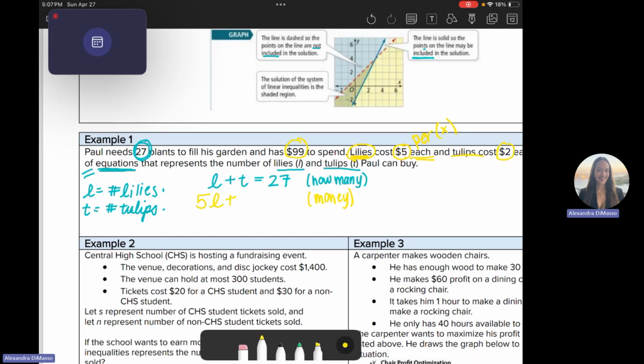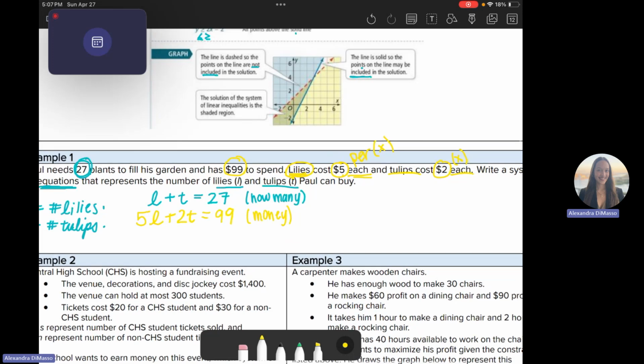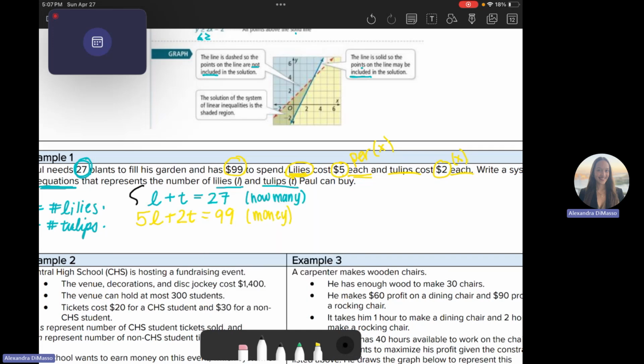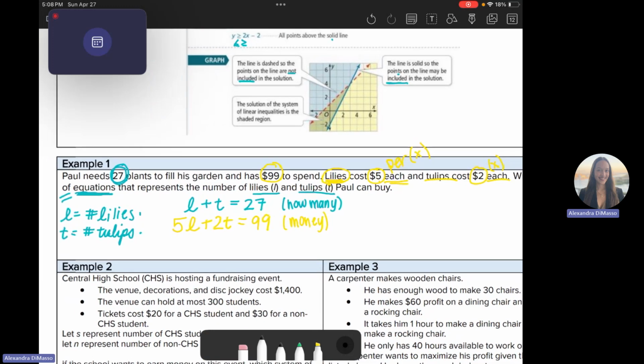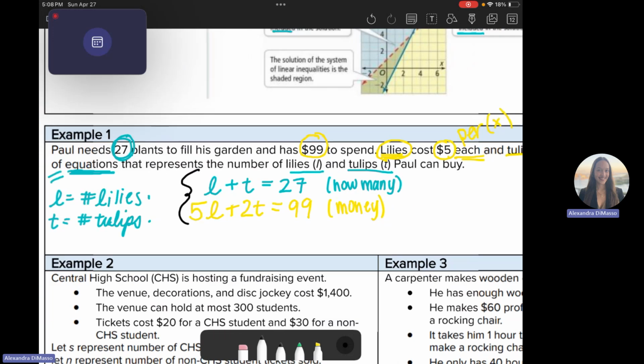plus I know my tulips are $2 each. Again, each or per means we're going to multiply. So 2 times T equals how much money do I have in total to spend? He's got $99. Those right there are your systems of equations. That's it. Boom, you're done. It doesn't ask me to solve it, just asks me to write it. Now, obviously, you might have to solve them on a test. But for right now, just practicing how to actually write them is like half the battle. Okay, easy. On to the next one.